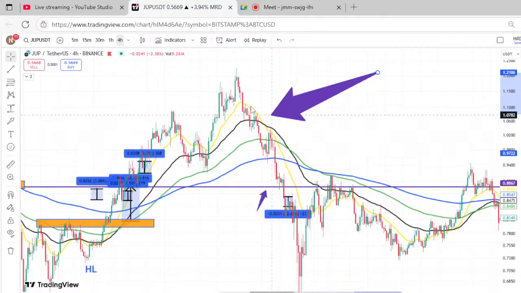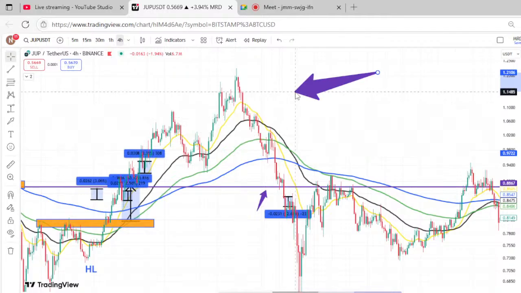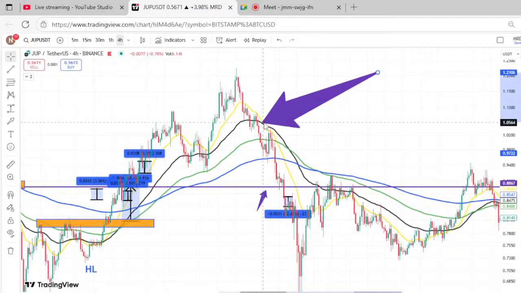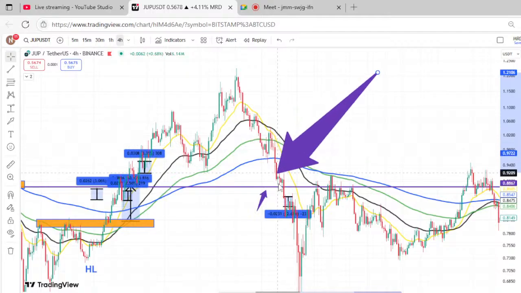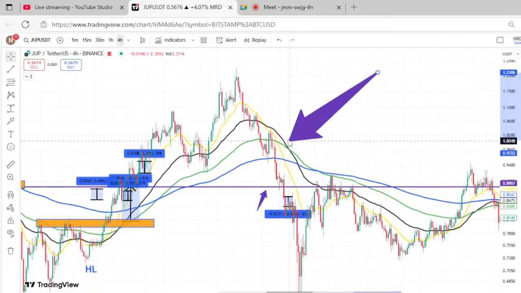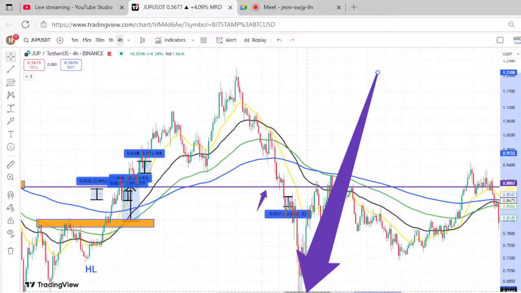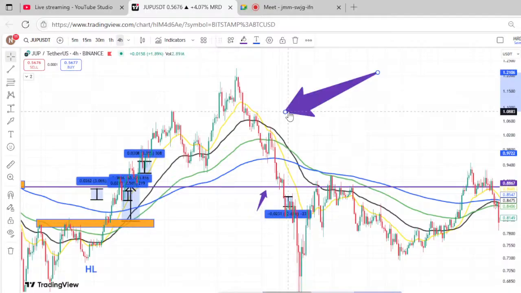Now I told you, when the small one is crossing the big one, there must be a trade signal. For example, here at this point, the 20 was crossing the 50, and you can see what happened. And again here, the 20 was crossing the 100, and you can see what happened again. And here, 50 was crossing 100. You just follow them. The small one must be crossing the big one.